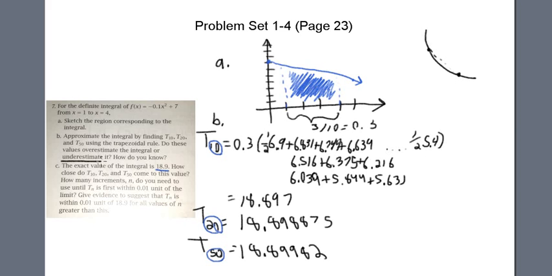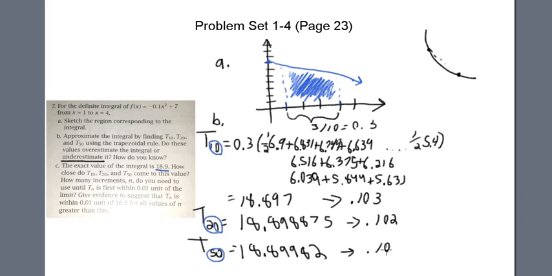Now, the exact value of the integral is 18.9. How close do T10, T20, and T50 come to this value? Pretty darn close. 18.897 is 0.103 off. 18.898 is 0.102 off. And 18.899 is about 0.101 off.